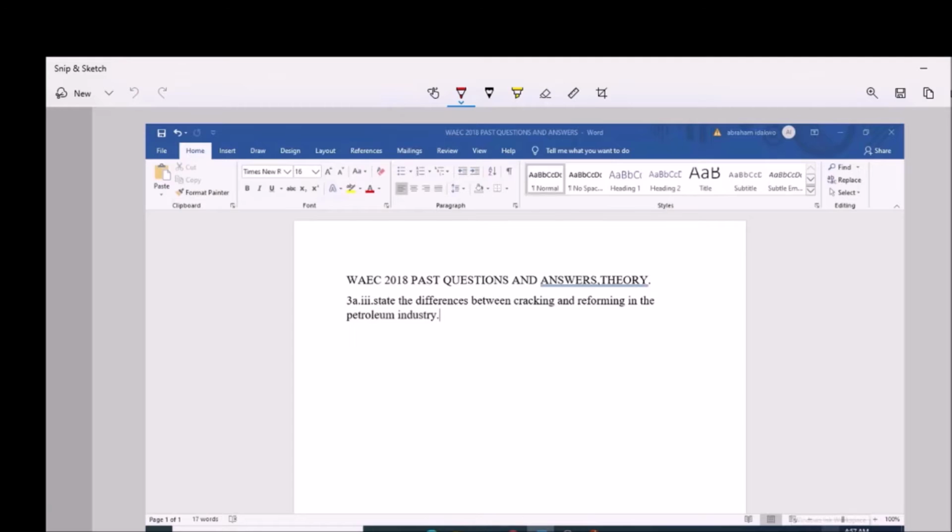Hello, welcome to WAEC 2018 past questions and answers, theory 2018. Question number 3, A Roman figure 3. State the differences between cracking and reforming in the petroleum industries. With the question above, it implies that cracking is employed in petroleum industries.